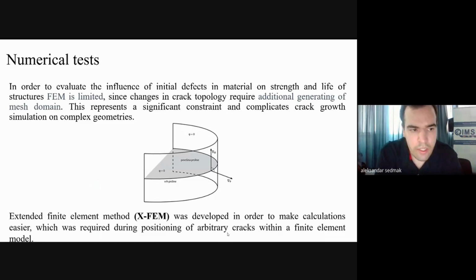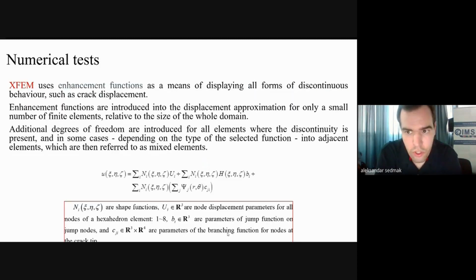Then in the numerical tests, any type of initial defects are difficult to be performed in FEM software. So the XFEM method is developed in order to make the simulation easier. It uses enhancement functions for all forms of discontinuity behavior, such as crack displacements.